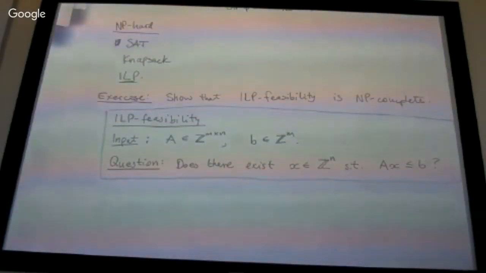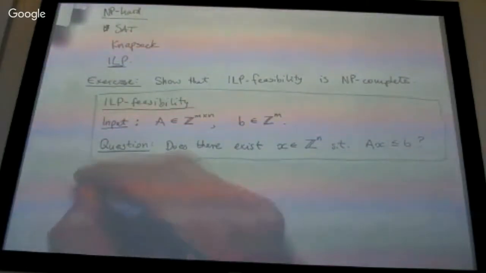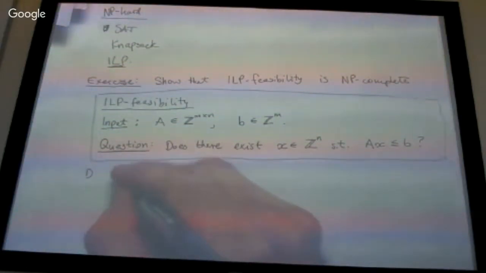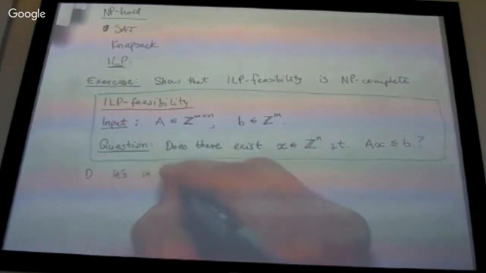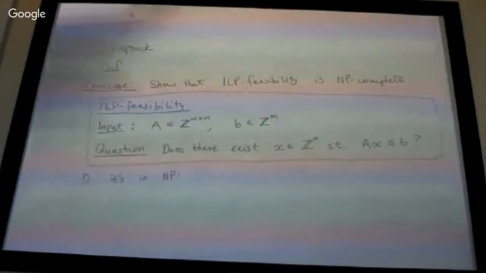So that's the problem. What we want to show is that it's NP-complete. Showing that something is NP-complete has two parts. The first part is it's in NP. That's the part that's not too hard. Okay, so NP-complete means really, when you look at the picture again.